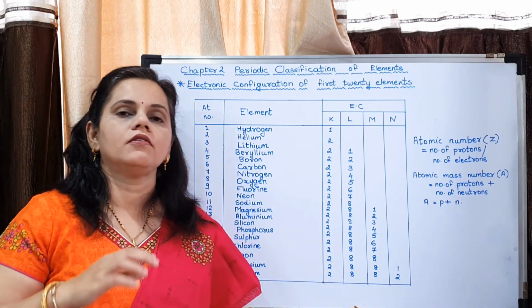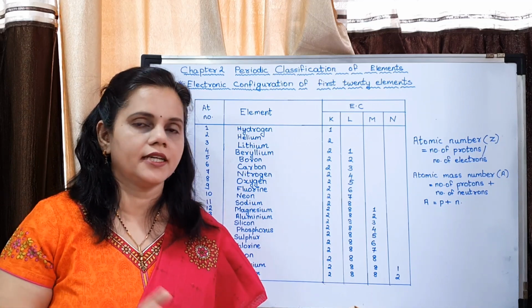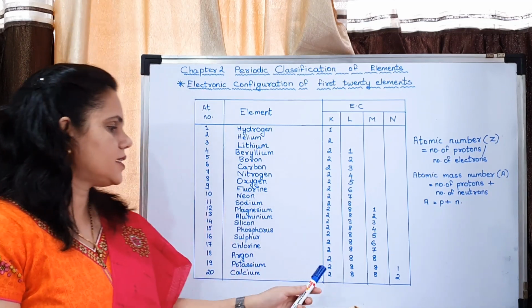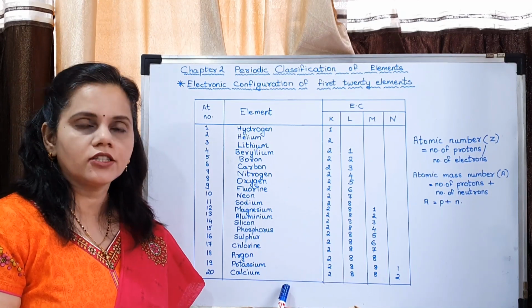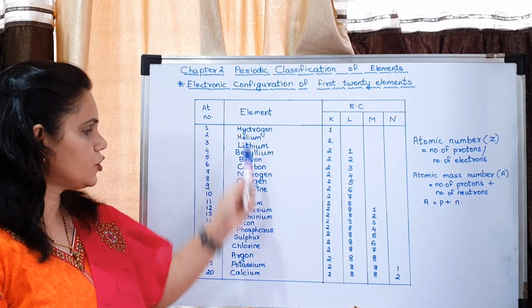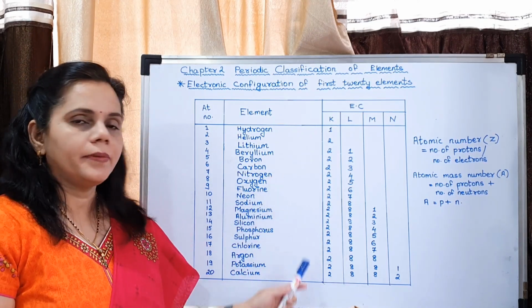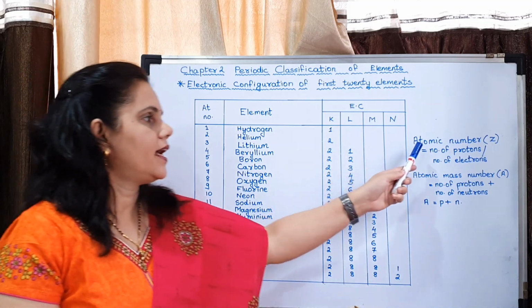The rule, you will be having it in your higher classes. Now it is not there in your syllabus. So you may just learn the electronic configuration of potassium and calcium separately. So hope you have understood the electronic configuration. You may copy it down, and we will revise atomic number.